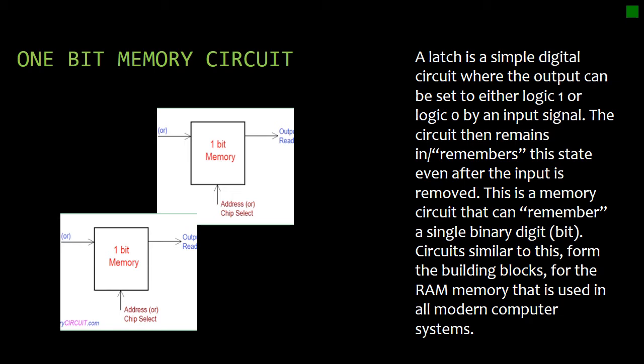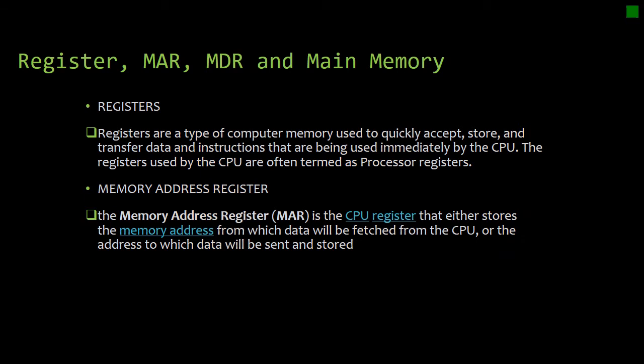The 1-bit memory chip is composed of your input, the address or the chip select, and then the output, read or write. There is also a special type of memory that is used to hold a binary value temporarily for basic calculations and storage. So we have here the registers, the MAR, MDR, and the main memory. Registers are a type of computer memory used to quickly accept, store, and transfer data and instructions that are being used immediately by the CPU. The registers used by the CPU are often termed the processor registers.